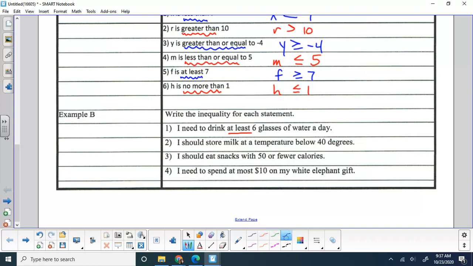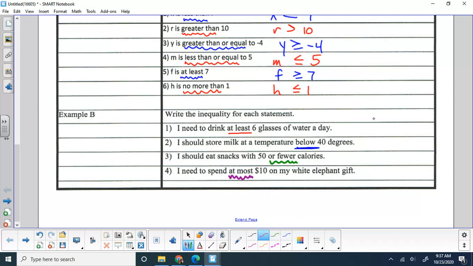All right, I'm going to read the next one. I should store milk at a temperature below 40 degrees. So again, I'm underlining the words that I would use as key words as I'm considering what to do. Number 3, I should eat snacks with 50 or fewer calories. And last, number 4, I need to spend at most $10 on my white elephant gift.